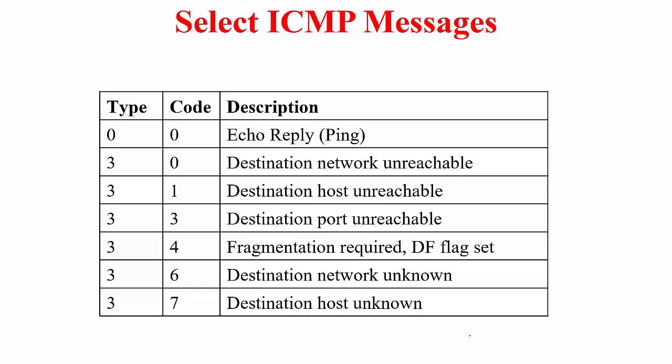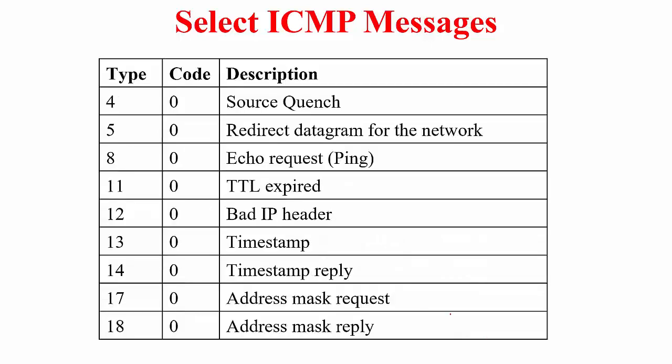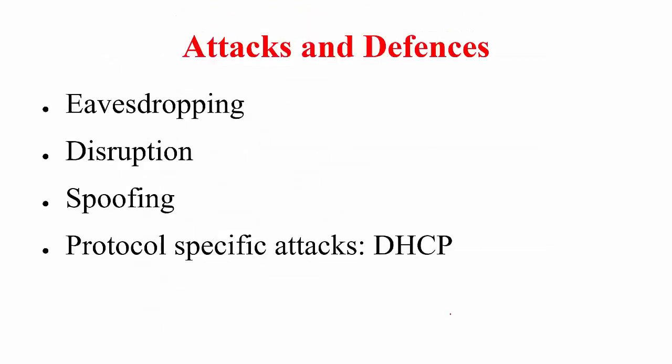So here are the types and code fields. Type 0 code 0 means it is echo reply. Type 3 code 0 means network unreachable. Type 3 code 7 means destination host unknown, and so on. So based on this, you interpret the ICMP packet accordingly. So here are more codes. I will let you go through them at leisure later. Let's move on. So that is the background.